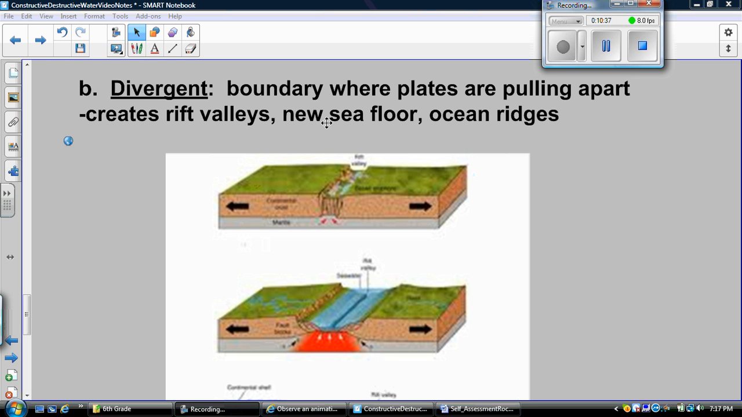When you have two oceanic plates pulling apart, new sea floor is created because when the oceanic plates pull apart, magma will come up through the cracks created from them pulling apart. That magma will hit the ocean, cool and harden, and you'll have new crust being formed. And it creates ocean ridges. When that new crust is being formed, it's not perfectly smooth, and that creates those ocean ridges, which are like small underwater mountains. They're very, very tiny mountains though.